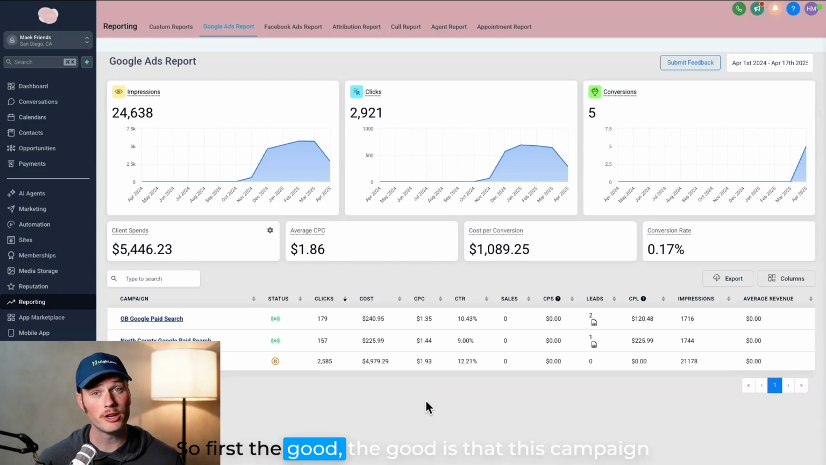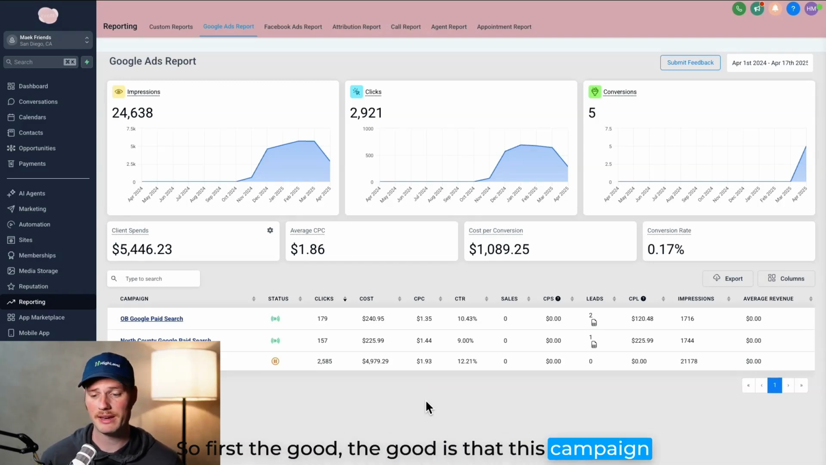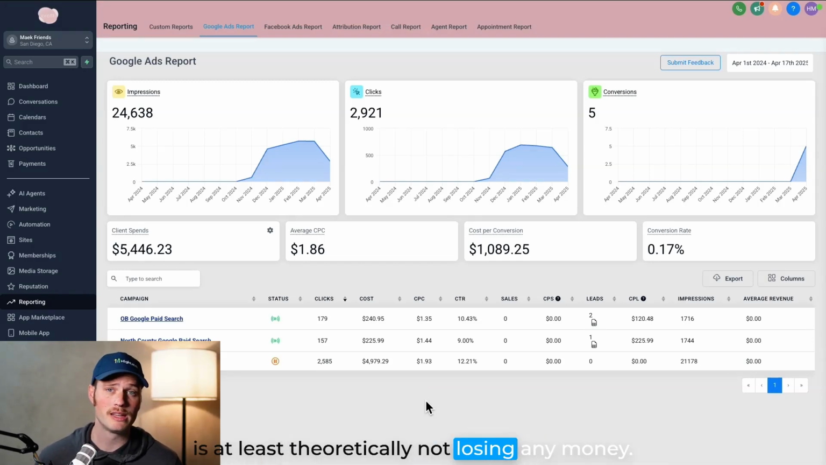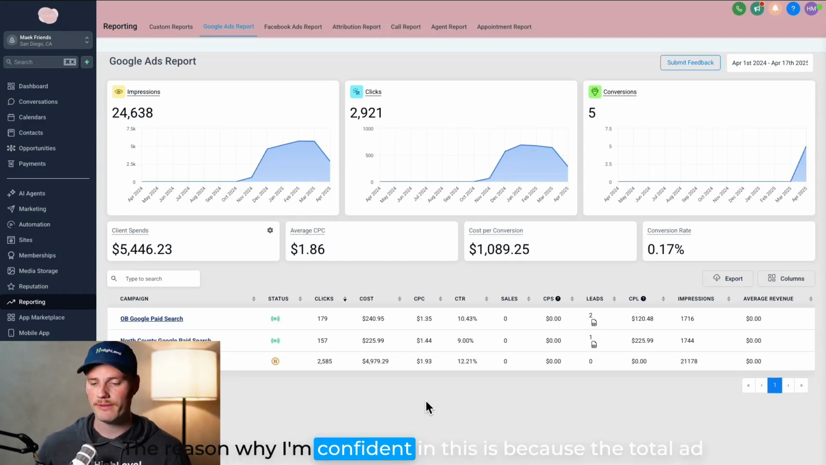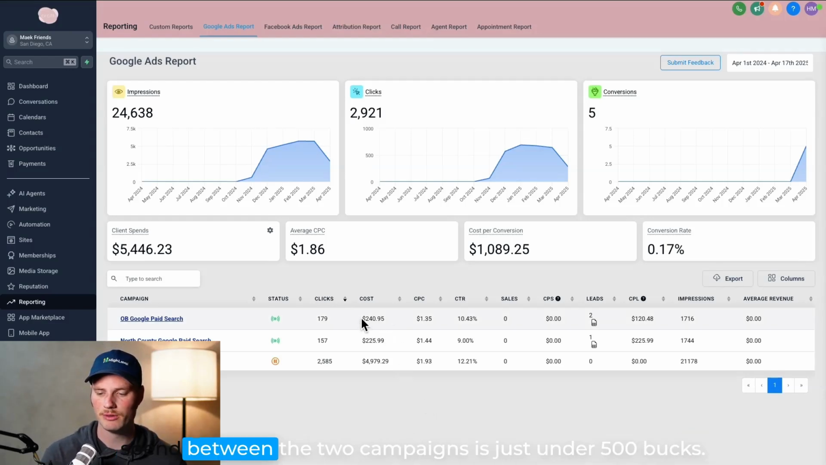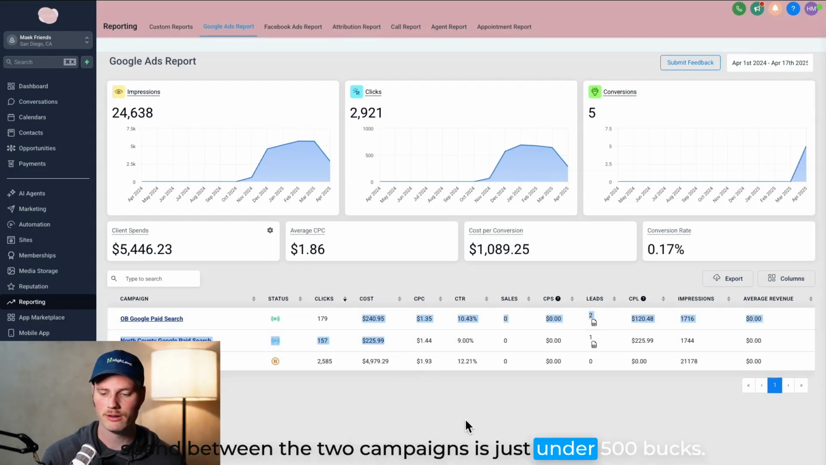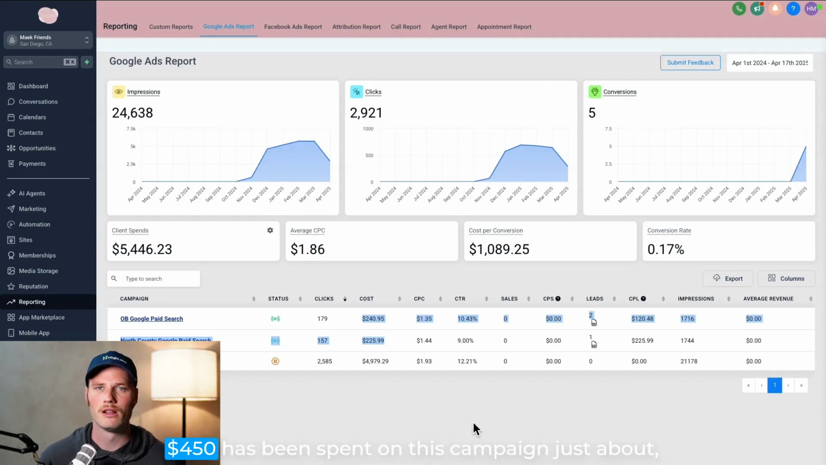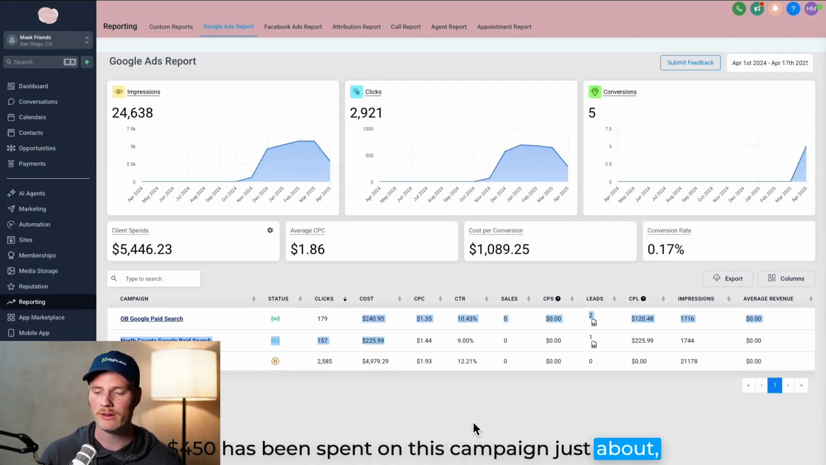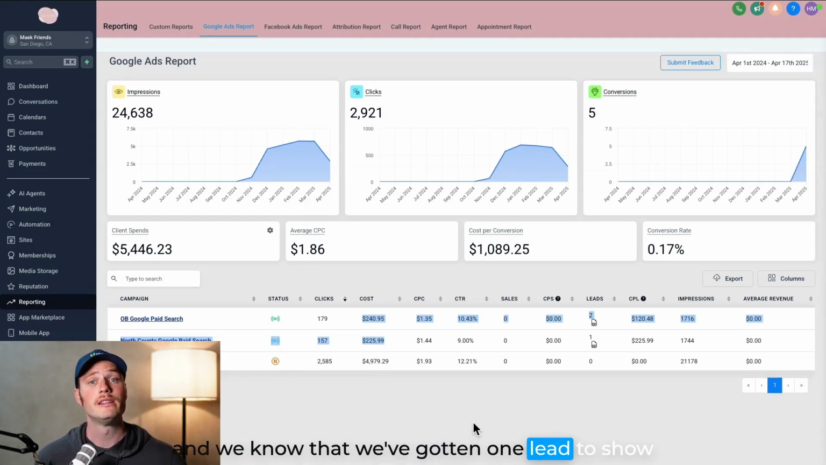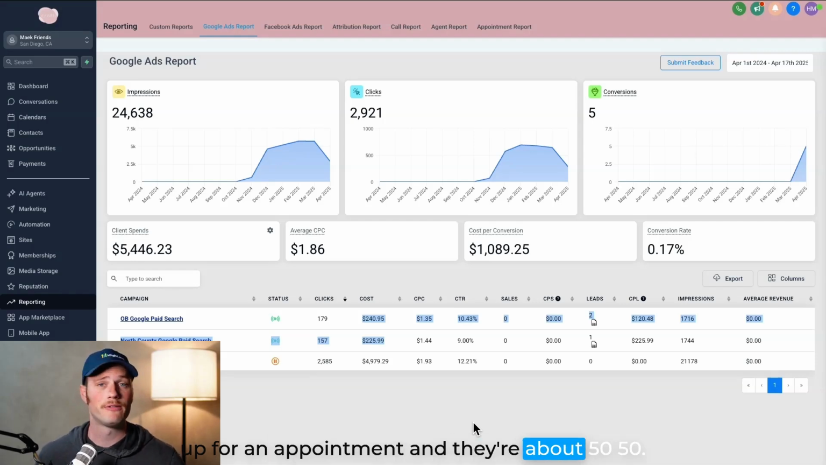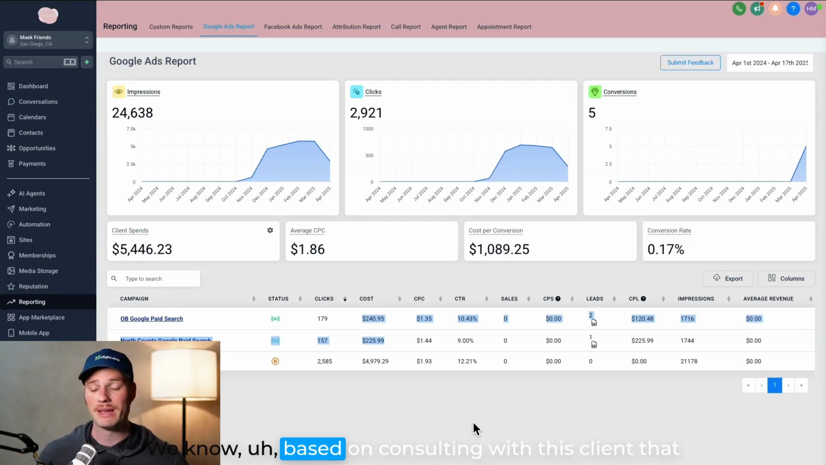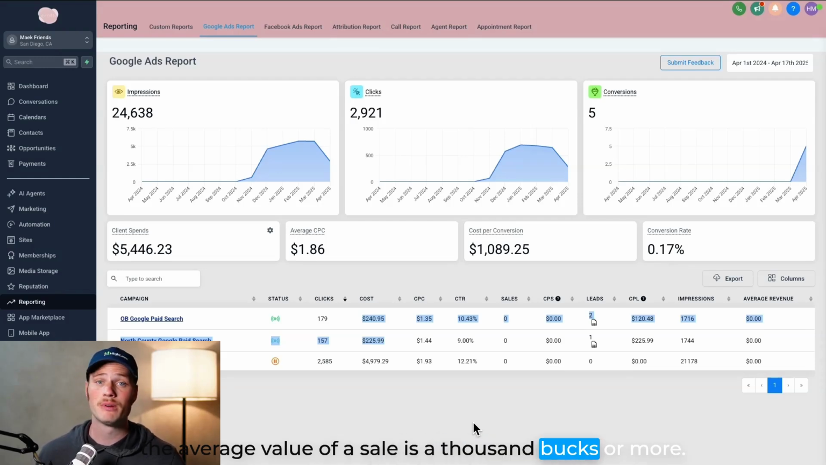So first, the good. The good is that this campaign is at least theoretically not losing any money. The reason why I'm confident in this is because the total ad spend between the 2 campaigns is just under $500. In fact, it's right around $450 has been spent on this campaign just about. And we know that we've gotten 1 lead to show up for an appointment and they're about 50-50. We know based on consulting with this client that the average value of a sale is $1,000 or more.